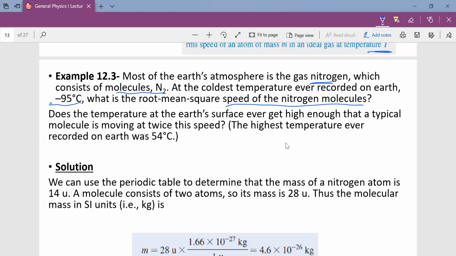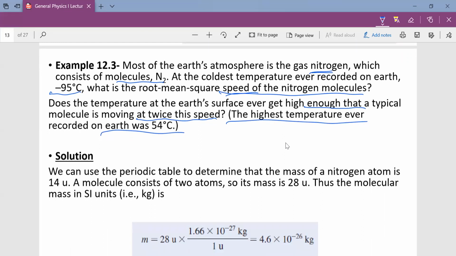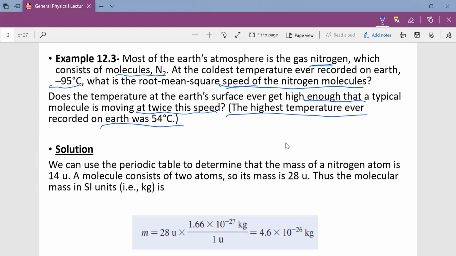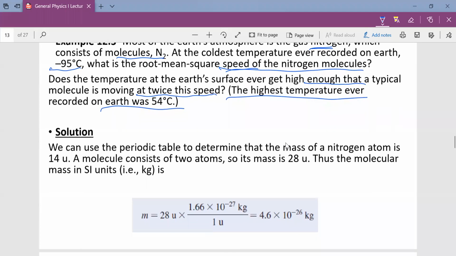And the second part of the question says, does the temperature of the Earth's surface ever get high enough that a typical molecule is moving twice the speed obtained here? They gave us the information that the highest temperature ever recorded on the Earth is 54 degrees Celsius. Okay, so this question did not specify change in temperature, but it mentioned the various temperatures, so we'll have to convert to our basic unit, Kelvin.